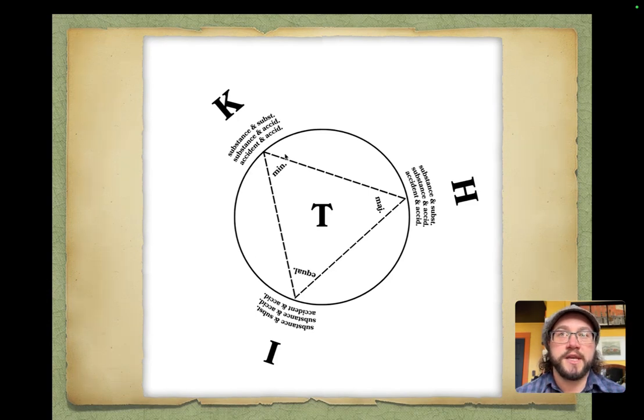In the next video, we'll look at some examples of what this actually looks like in practice, but that's enough for an overview for today.